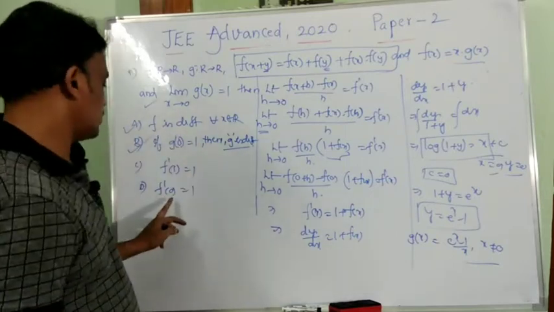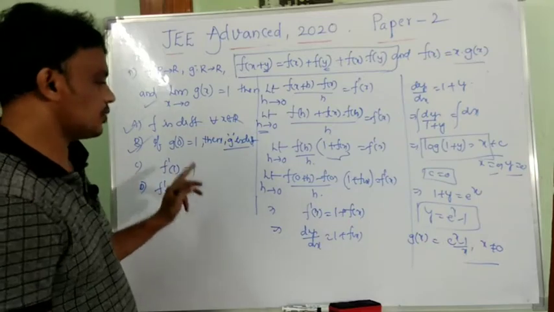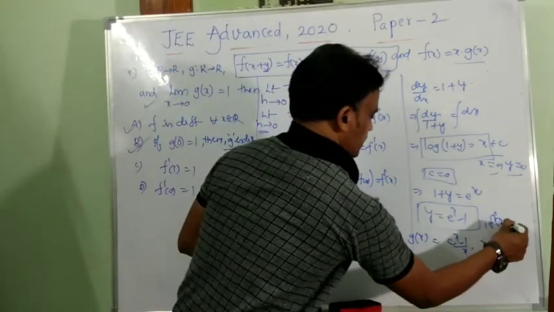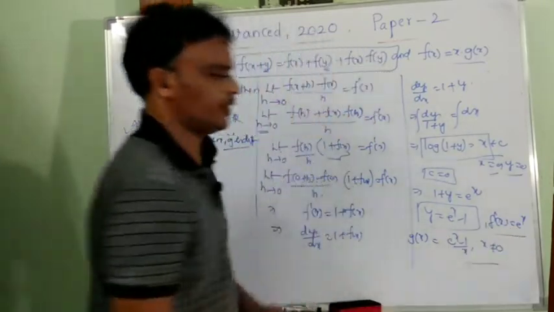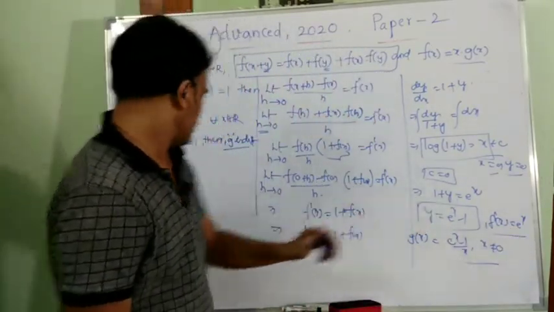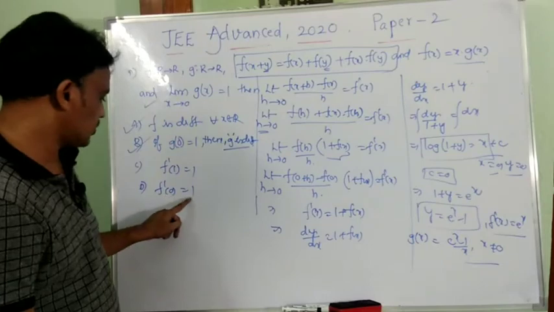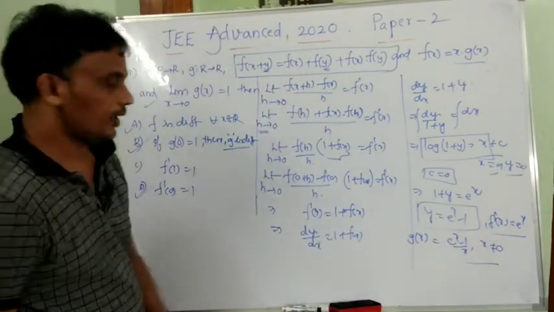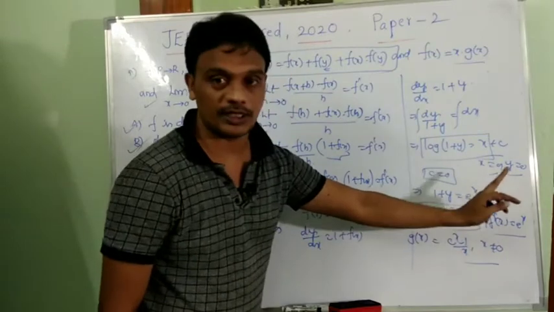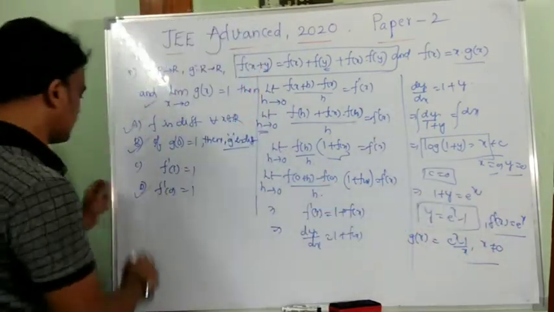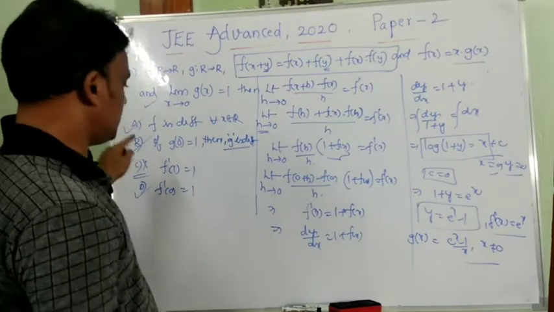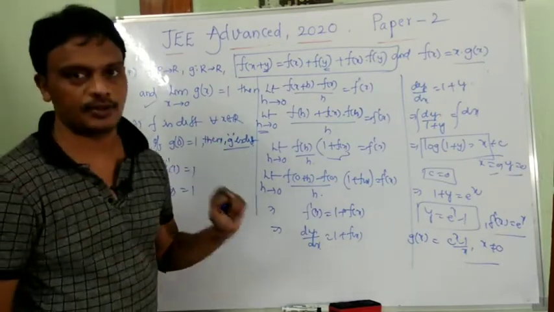Then f dash of 0 is equal to 1, or f dash of 1 is equal to 1. What is the derivative? f dash of x is e power x. So f dash of 0 is e power 0, which is equal to 1. This is correct. And f dash of 1 is e power 1, that is e, but here 1 is given. So from the options, A, B, D are the correct answers. Okay, students.